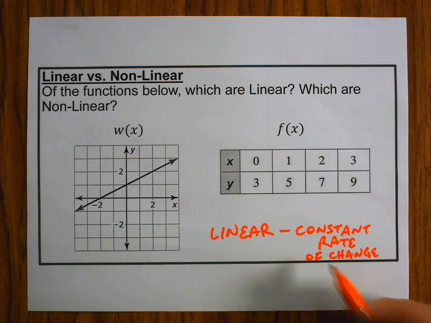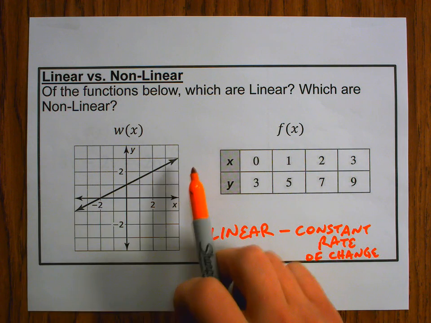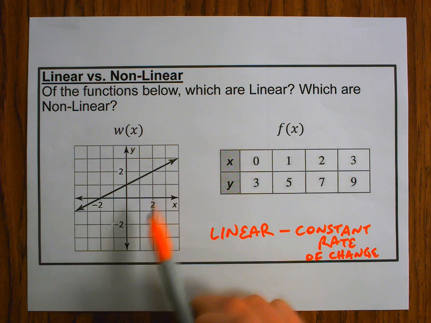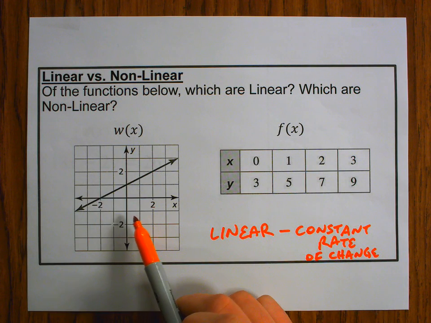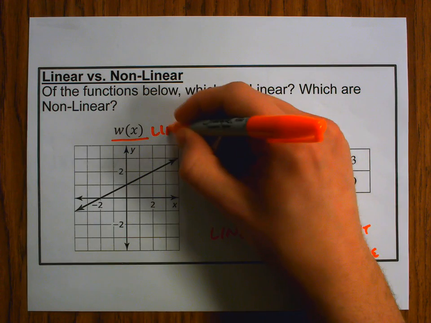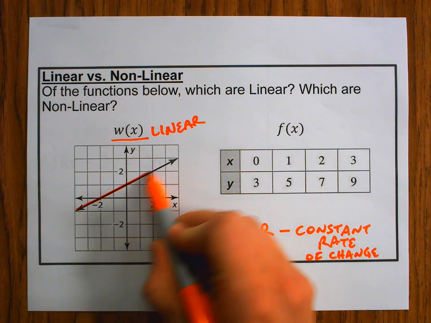Don't let the words confuse you. Constant rate of change means that on a graph, it goes up in a straight line. This graph of w of x represents a linear function. w of x is linear because the line is straight.